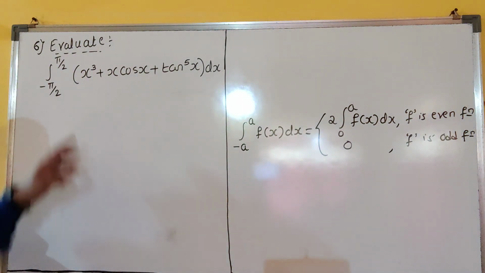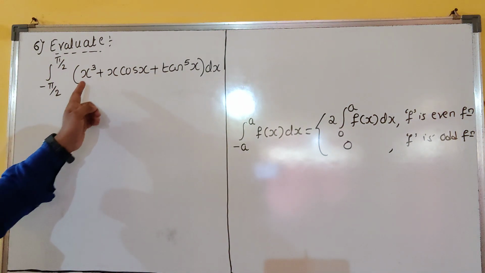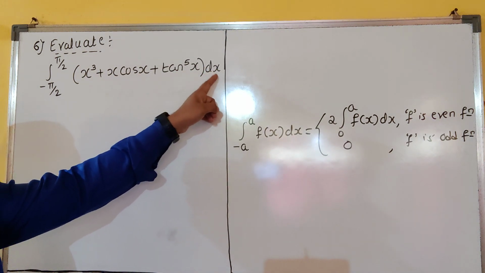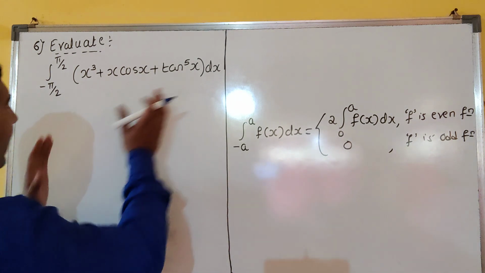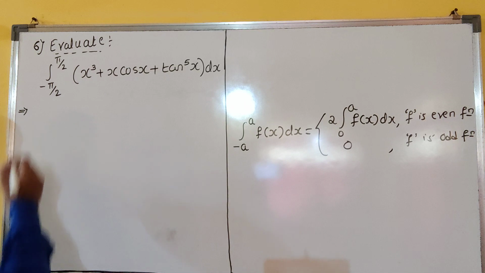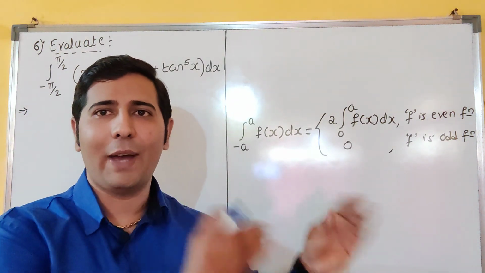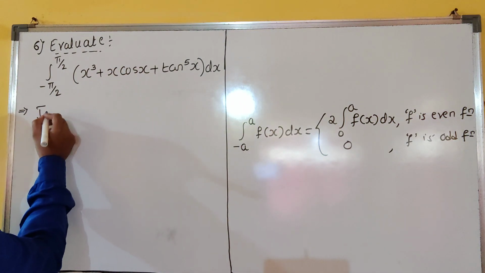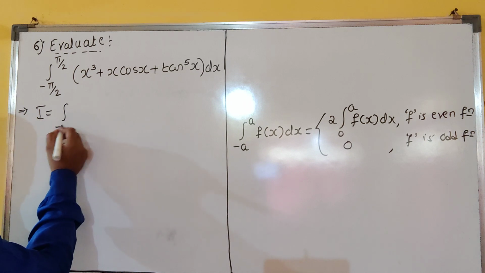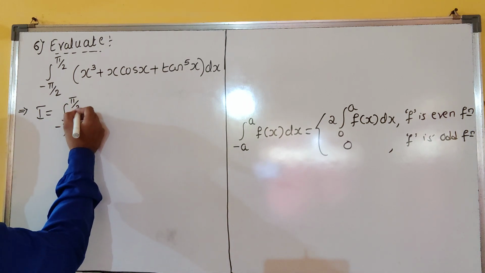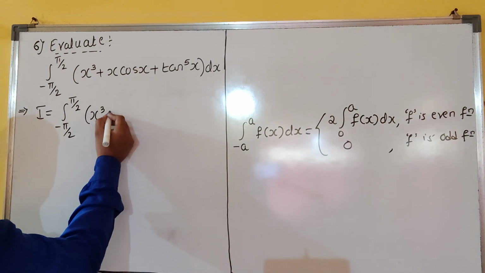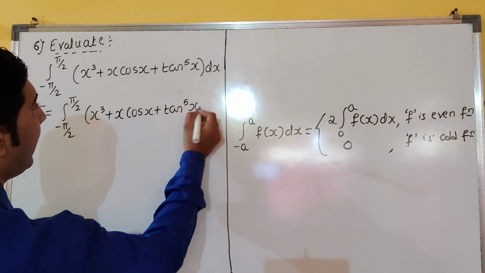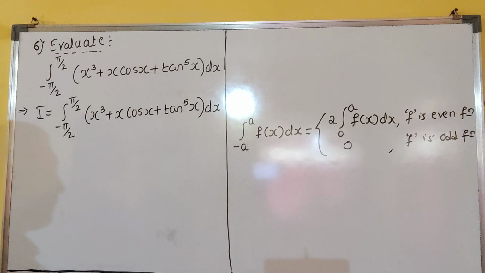Question number 6. Evaluate the integration from minus pi by 2 to plus pi by 2 of x cube plus x into cos x plus tan raised to 5x dx. So a little bit bigger question. No problem. This is a lollipop question, dear students. Very easy and very sweet also. So now how to solve this one, you see here. First you give the name for this. I is equal to the integral of x cube plus x into cos x plus tan raised to 5x dx, dear students.